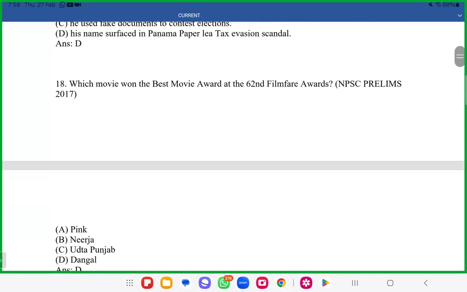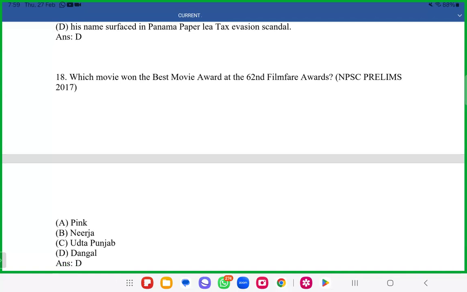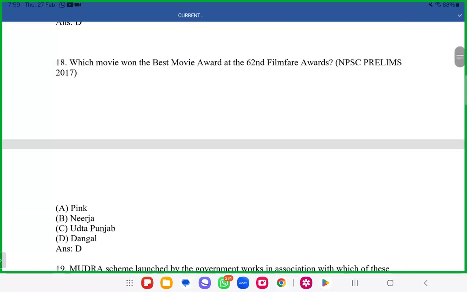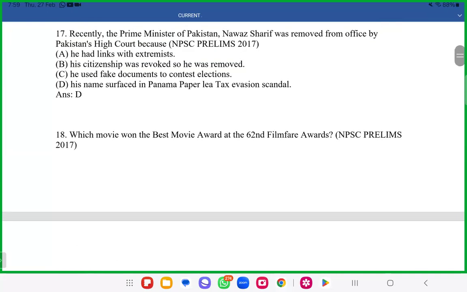Then which movie won the Best Movie Award at the 62nd Filmfare Awards? We have the International Filmfare Award, we have many awards, then the National Film Award. So those are also important. Award is also very important. Okay, guys, sometimes we need to memorize awards. Persons in news, appointments, we need to memorize. Awards, we need to memorize. Ranks, we need to memorize there.